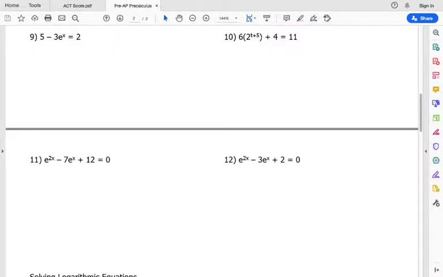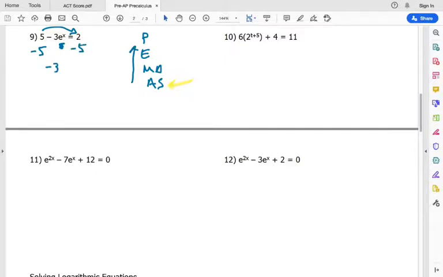Okay, so on this one, we're going to solve on number 9. We need to isolate this. Remember, when you're solving an equation, you take your order of operations, parentheses, exponents, multiply, divide, and add and subtract. And when you solve, you undo those order of operations backwards. So we have to undo any adding and subtracting first. So I need to move the 5 over here by subtracting it.